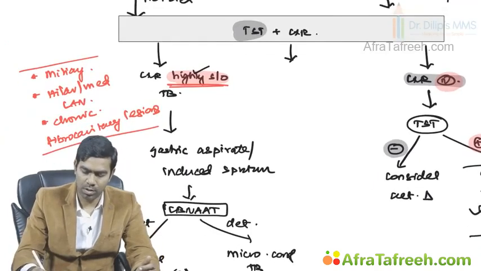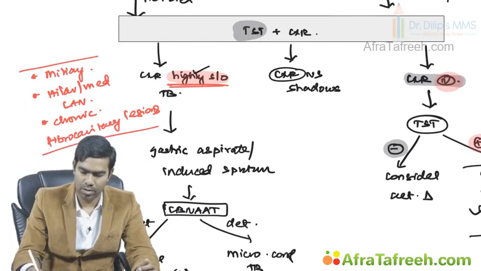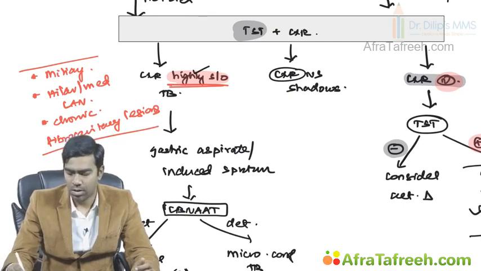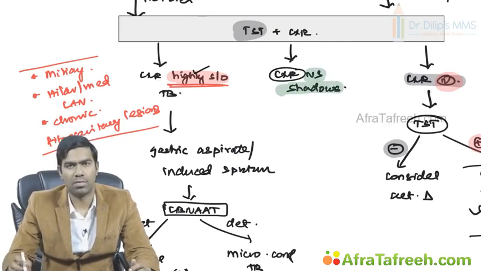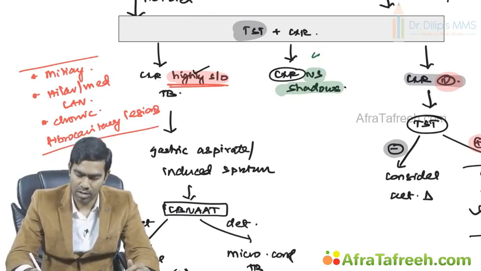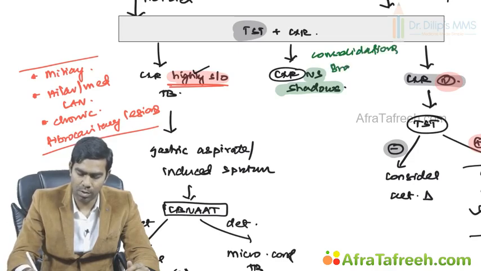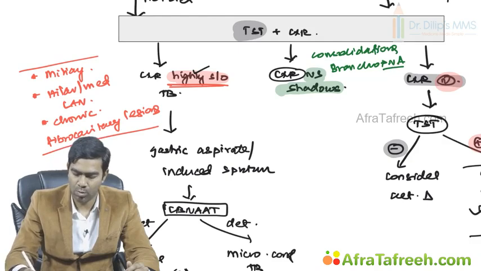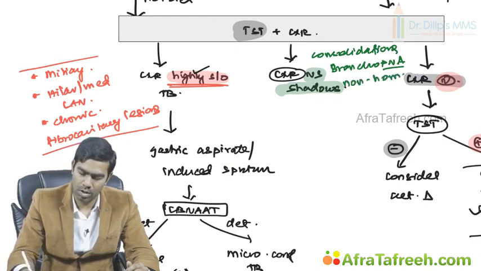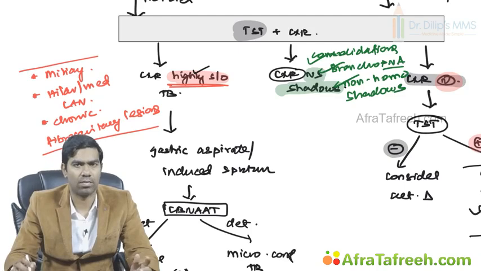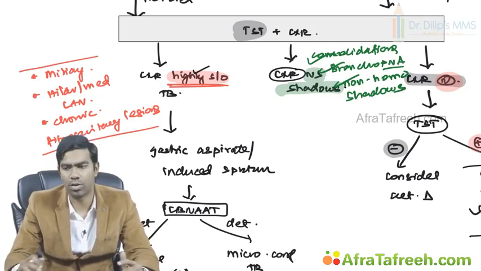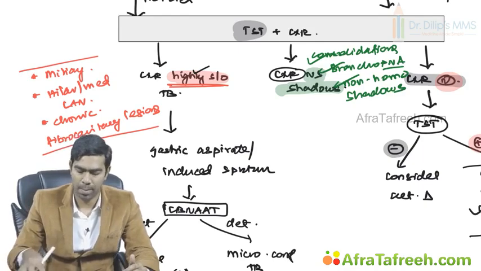So what if the third possibility, chest X-ray is showing non-specific shadows? That's also possible. According to RNTCP, what are the examples of non-specific shadows? If you have consolidations, typically, or a pattern of bronchopneumonia, or some non-homogeneous shadows. These patterns are not specific for tuberculosis, but can be seen in tuberculosis sometimes. I told you tuberculosis can cause any type of radiological picture.